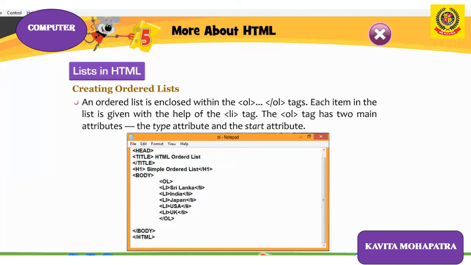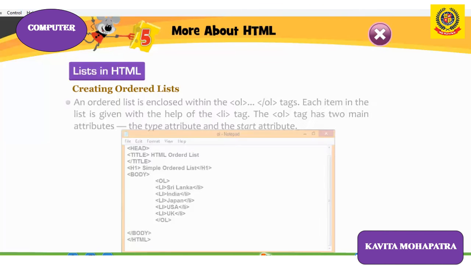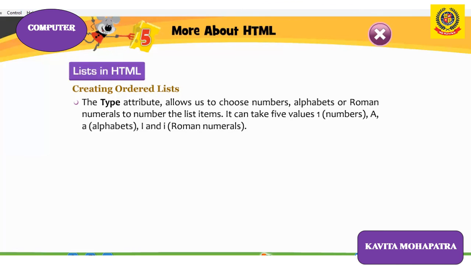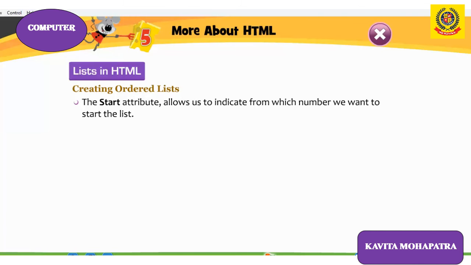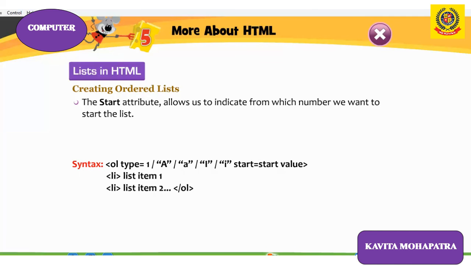An ordered list is enclosed with the OL /OL tag. Each item in the list is given with the help of the LI tag. So the OL tag has two main attributes: type and start attribute. The type attribute allows us to choose numbers, alphabets, Roman numbers in the list item. It can have 5 values: numbers 1, A, small a, capital Roman and small Roman. The start attribute allows us to indicate from which number we want to start the list. Suppose you want to start with 1, 2, 3, 4, use the start attribute.